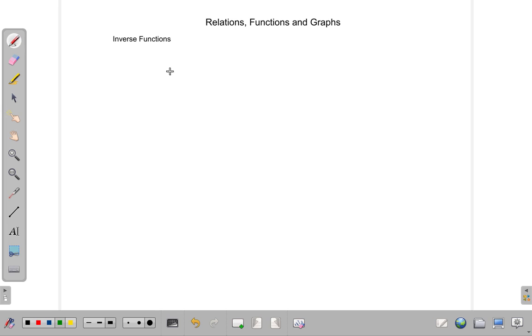If you have a function and you have an input to the function, you get an output. The inverse of that function now will take the output of the original function and get out the original input to the first function. Let me show you what I mean.